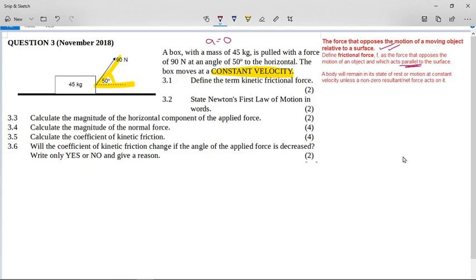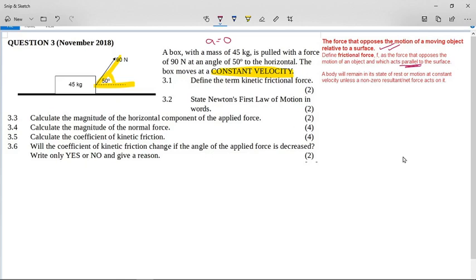Then it says state Newton's first law of motion in words. This is: a body will remain in its state of rest or motion at a constant velocity unless a non-zero resultant or net force acts on it. This is the law of inertia. So now this box is moving at a constant velocity, so it is actually in equilibrium.